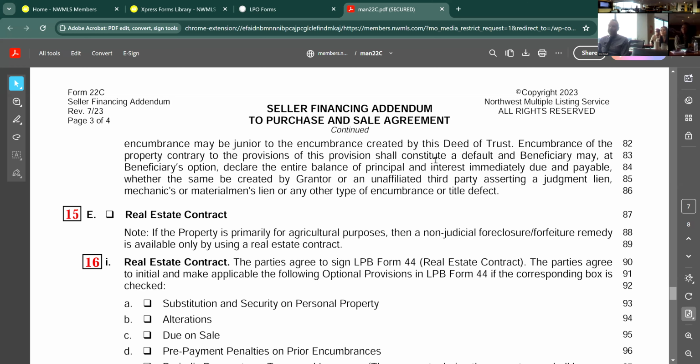And that's what we were just talking about, non-judicial. You want non-judicial foreclosure because it's immediate. You don't have to go through the whole judicial process in order to even do the foreclosure. It's already set in place what will happen in the event they do not make payments. So real estate contract, the parties agree to sign the LPB Form 44 real estate contract. The parties agree to initial and make applicable the following optional provisions in the LPB Form 44.